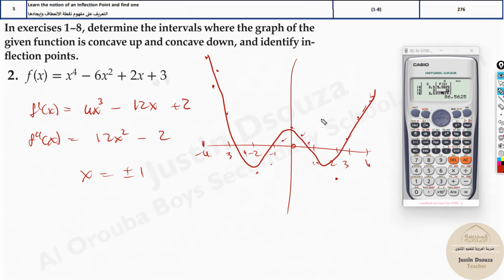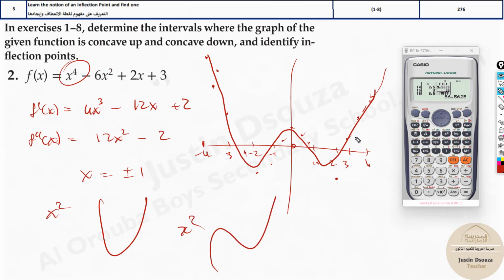Now, x to the power 4, yes, this graph corresponds to it. You should know the basic understanding of the graphs. If it is x squared, it's going to be something like this, a parabola. x cubed will be just like this. If it is x to the power 4, it's generally a W shape. x to the power 5 would have more distinctions over here. So that is the thing.